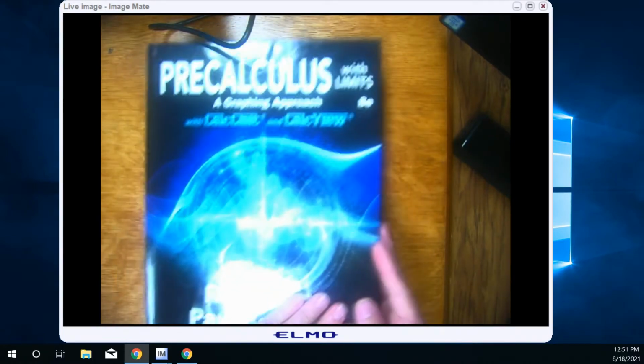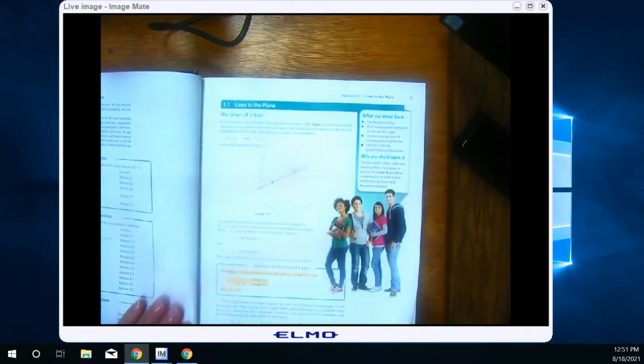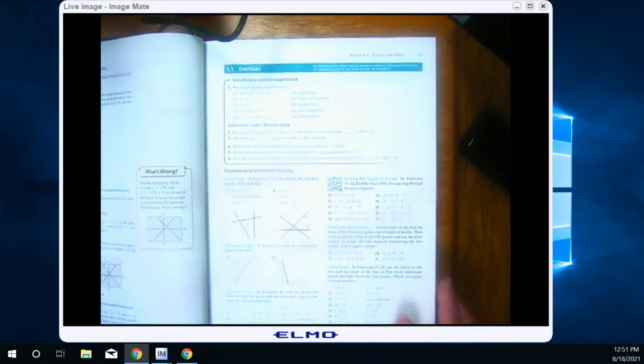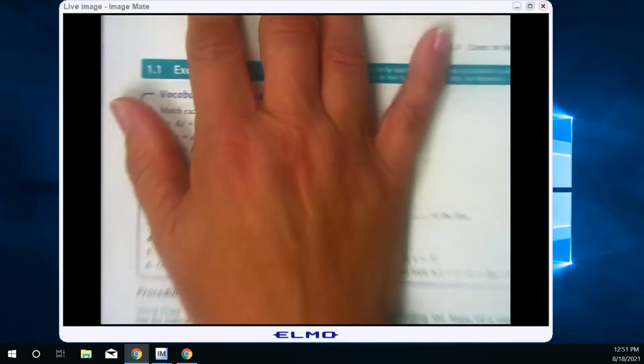So this is our textbook, Pre-Calculus. And we are going to start with Section 1, Lines in the Plane. If you want a textbook again, I can check one out for you. It's not a big deal, but we're going to do everything math related. All right, so let's zoom in.